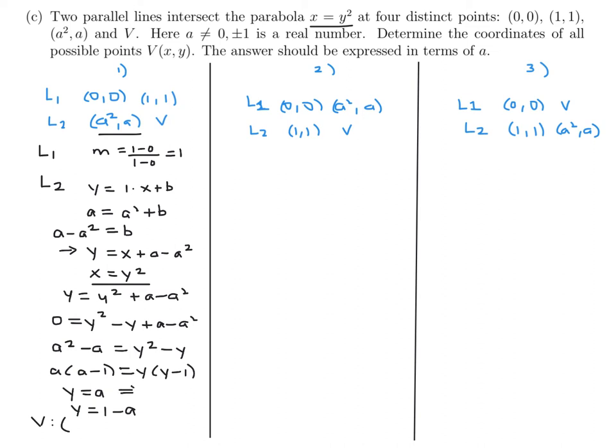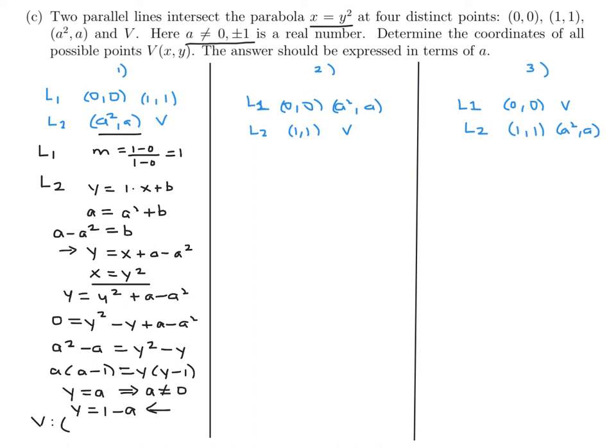This is inadmissible because the question states that a cannot be 0 or plus or minus 1. So if y is equal to a, a could be 0, and that's not allowed. So we can't use this guy because a is not equal to 0. So the only one we can use is this guy.